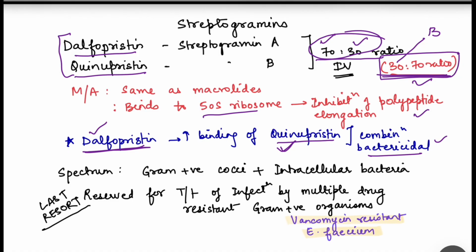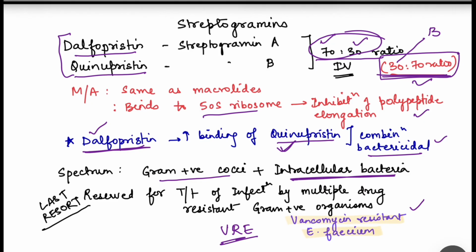Now, what is the spectrum? Well, similar to macrolides, gram-positive cocci and intracellular bacteria. However, remember that this is a last resort drug which is used for treatment of vancomycin resistant Enterococcus faecium infection. Okay, so it is used in hospitals obviously and treatment of infection by multiple drug resistant gram-positive organisms, that is VRE. Okay, vancomycin resistant Enterococcus faecium infection.